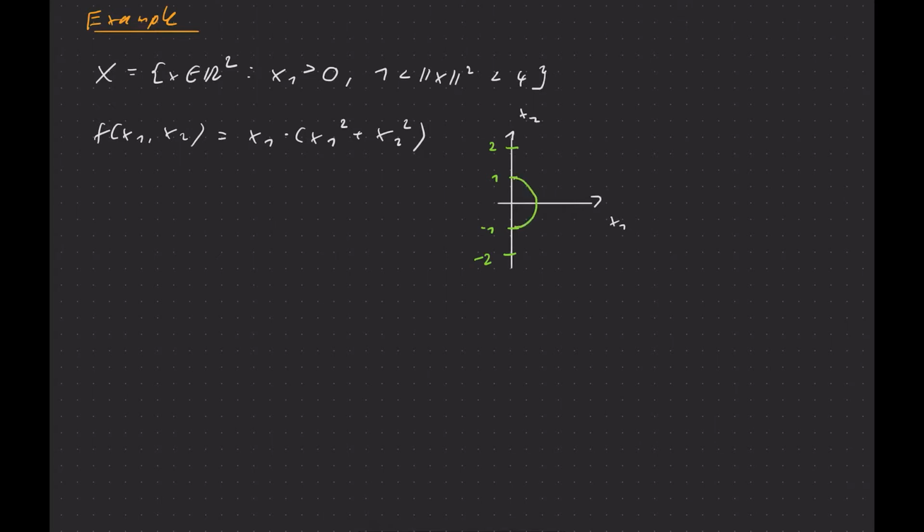So this region here, the set X, looks somewhat like this. So X is a half ring with inner radius 1 and outer radius 2.